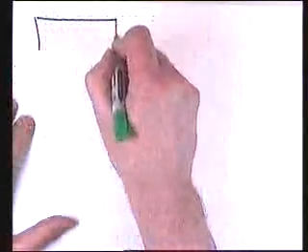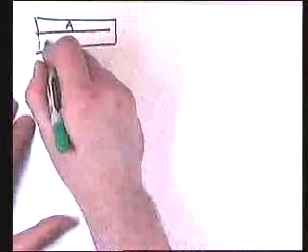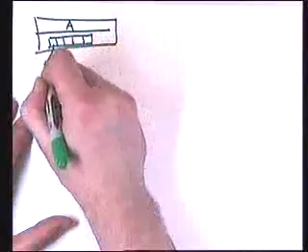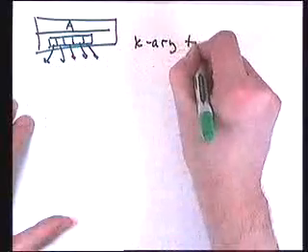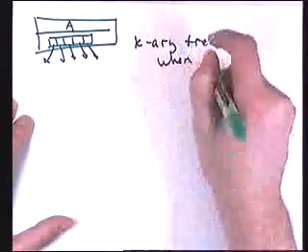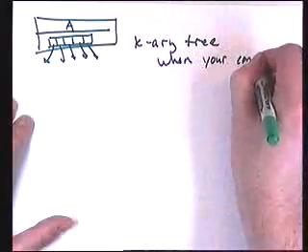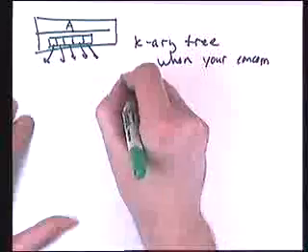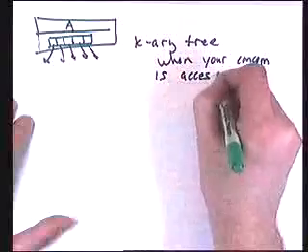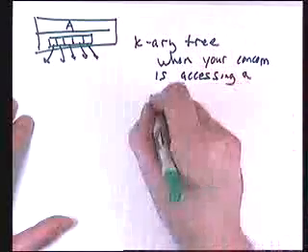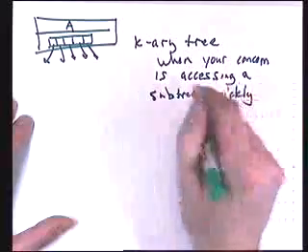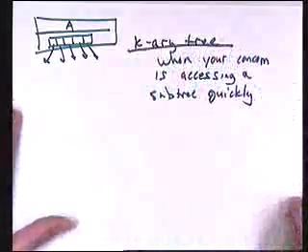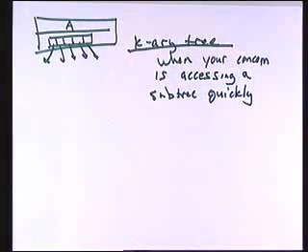We could have a node that contains your value and an array of pointers. And this would, I would think, be most useful for the k-ary tree when your concern is accessing a tree quickly. So this would probably tend to be more useful for a k-ary tree where we know the maximum number of children, but it could certainly be used for a non-k-ary tree as well.